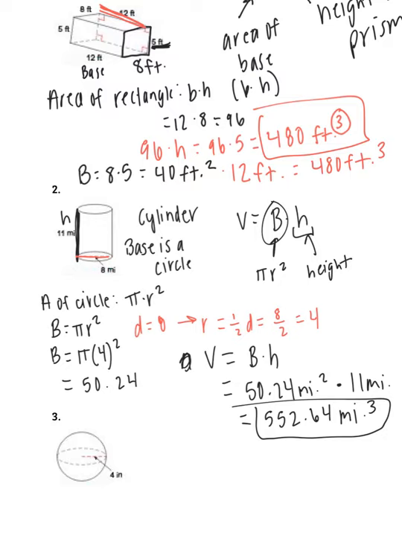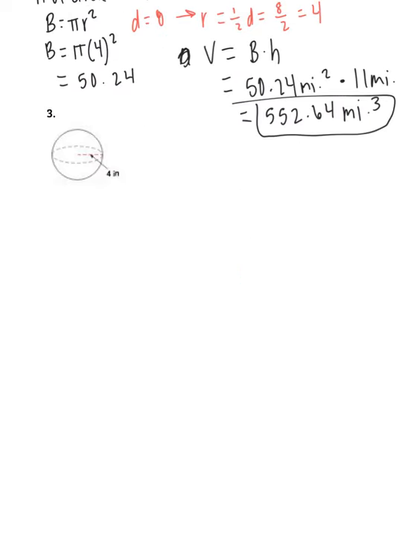So just remember, volumes of cylinders and prisms are essentially the same formula, but what's different is what is the area of your base. So that big B is the big thing that's a little bit different. The next figure that we're going to look at is the sphere. So the formula for the volume of a sphere is the one that's a little bit different.